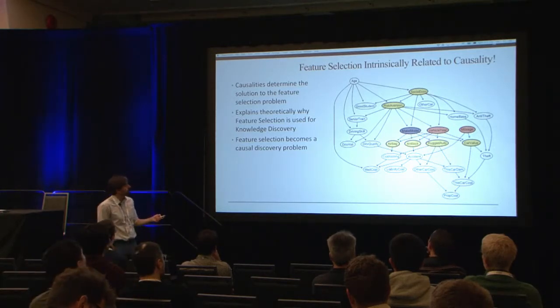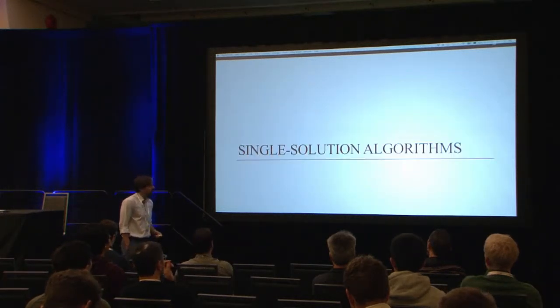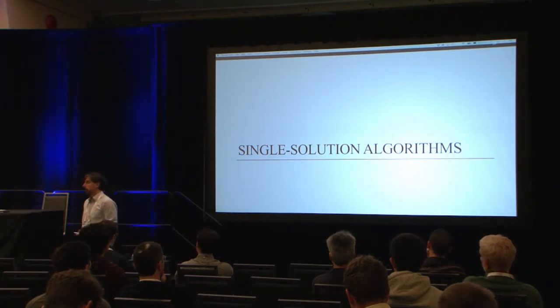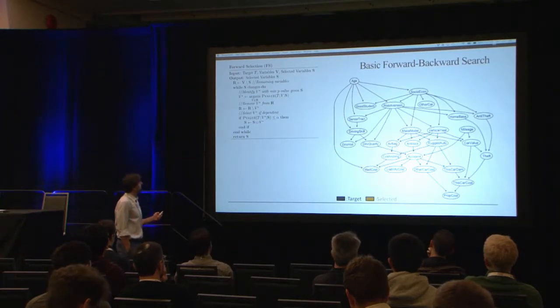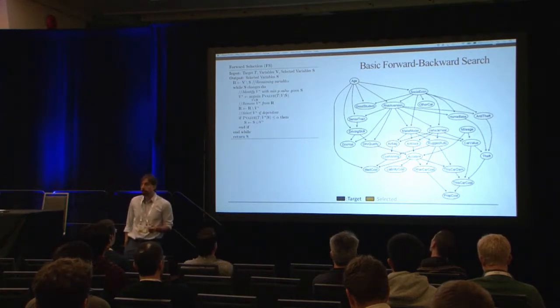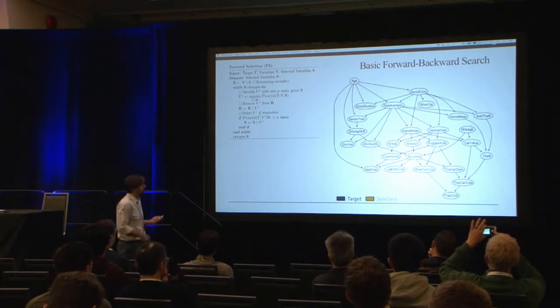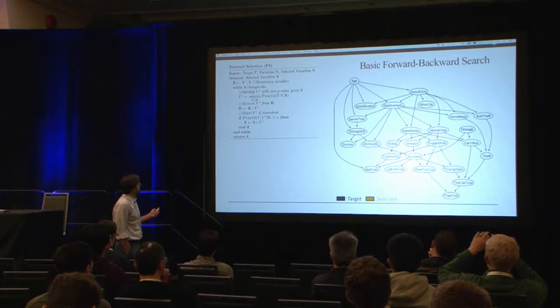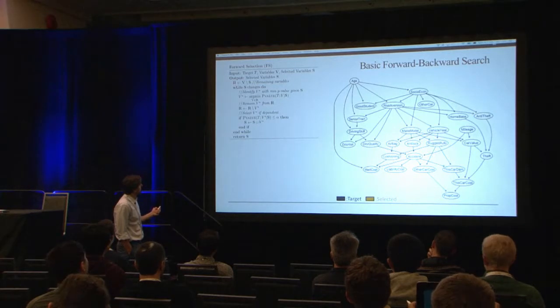Okay, in the simplest case, no latent variables, it's the parents, children, and the spouses of the target. So it's intricately connected to knowledge discovery and causality. Okay, so now let's go and see some of the algorithms that are based on this theory. And here's the simplest algorithm, called forward-backward search, that was invented by statisticians as early as the 50s, but it was rediscovered in this context more recently. So we start with all variables in consideration, the remaining variables in consideration.